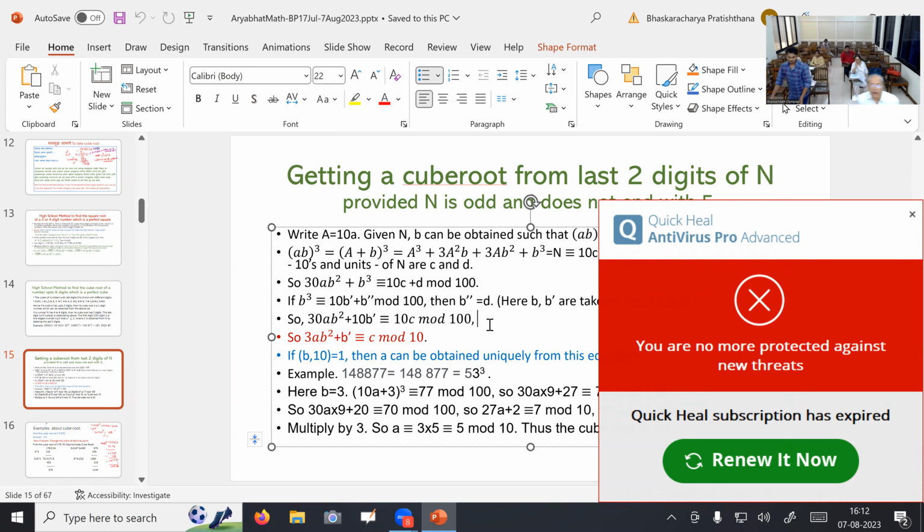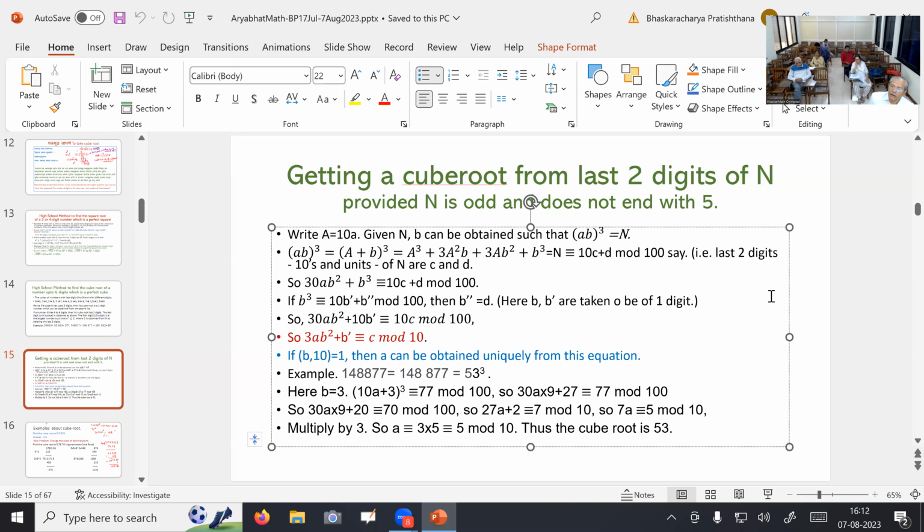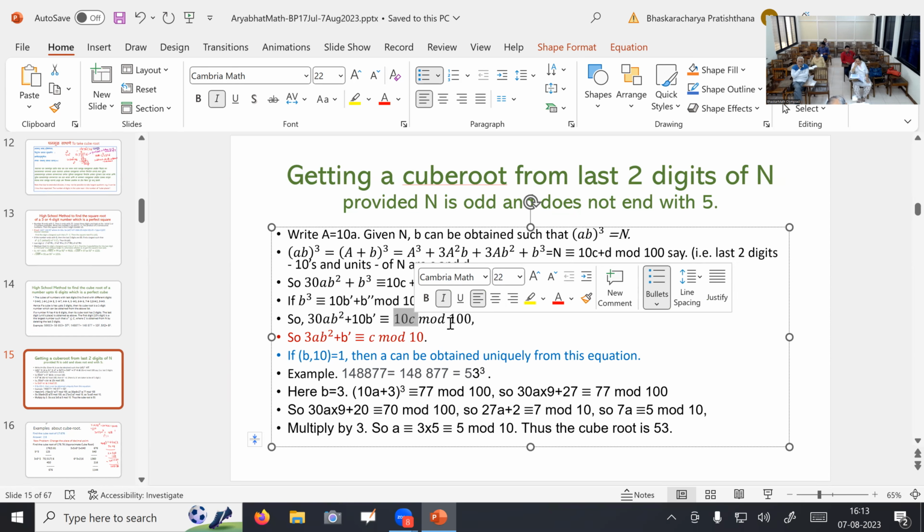So B and B dash are taken to be of one digit. Yes. Therefore you simplify it. So that B double dash gets cancelled, and we are comparing with AB cube equal to n, where n is 10C plus D modulo 100. You see that B double dash equals D, so that part gets cancelled. And what we get is 30 A B square plus 10 B dash is 10C modulo 100. This is what we get.